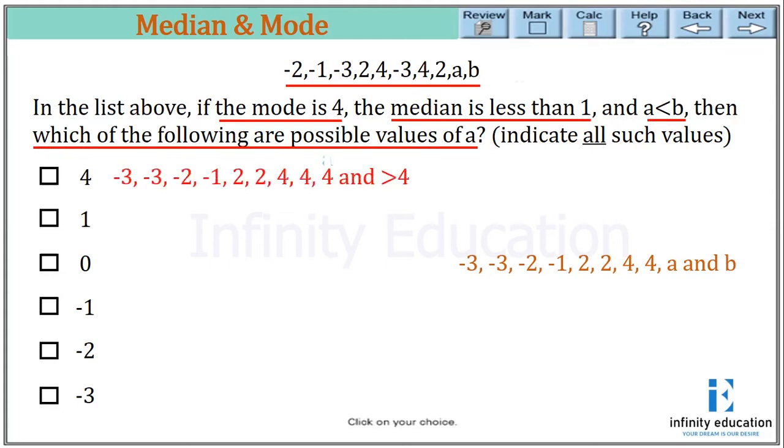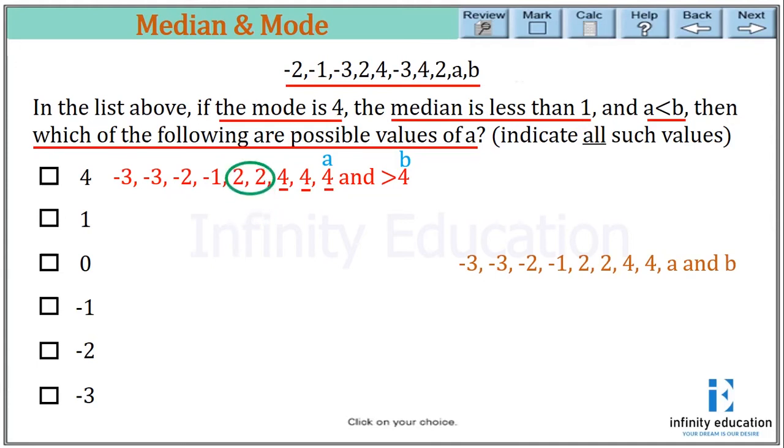So if I consider A as 4, I have to take B as more than 4, because it is mentioned already in the question A lesser than B. Now if I take A as 4, let's see whether all the other conditions are satisfying or not. So yes, 4 is appearing thrice, so mode is 4. Yes, that one is okay.